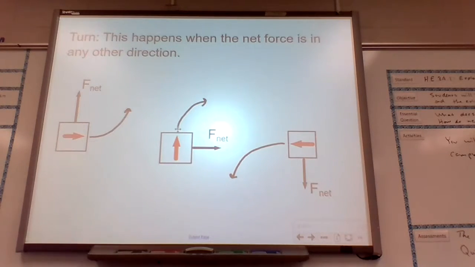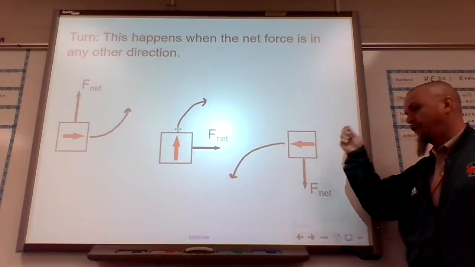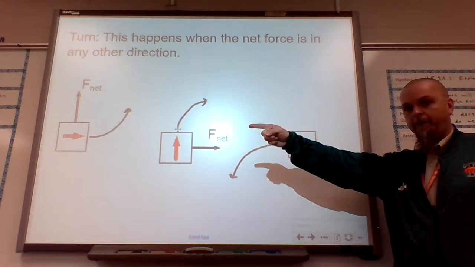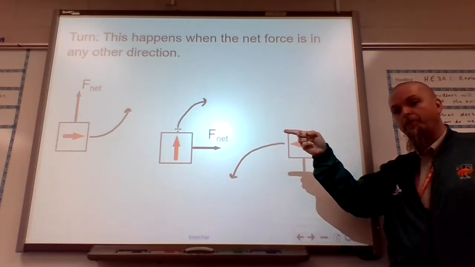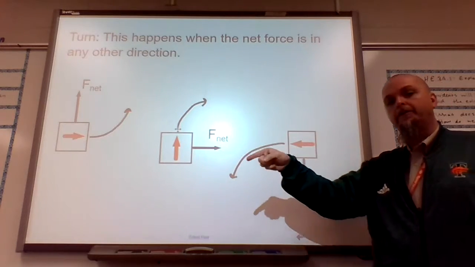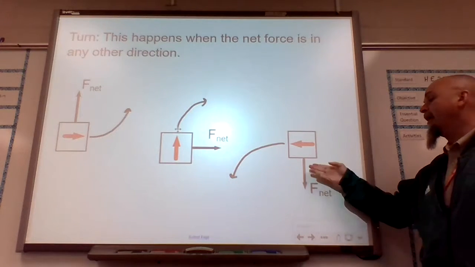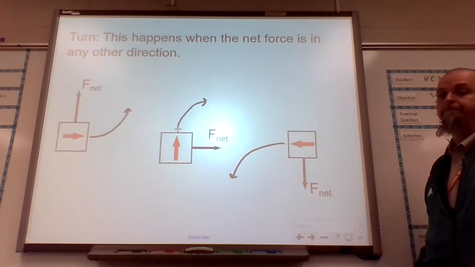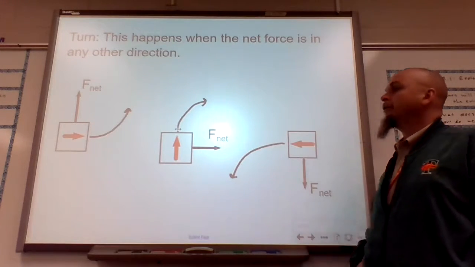Again, applying this to everyday life, this would be what happens if you threw a ball in that direction. If you throw a ball in that direction, it doesn't go straight in that direction. It curves downward towards the ground, because gravity will be applying a net force directly downward, causing that object to turn or curve towards the ground.